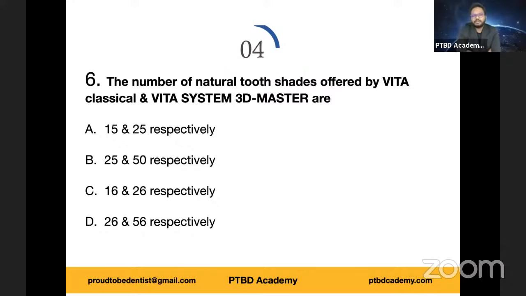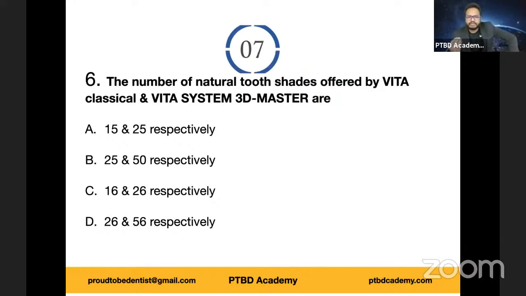So how many natural tooth shades are present in case of VITA Classical, VITA System 3D Master? In fact, we've shown you the pictures of VITA Classical shade tab. I don't think you've counted the number of shade tabs over there. But anyways, let's see how many of you are going to answer it right. So is it 15, 25, 25, 50, 16, 26, 26, 56? So let me help you with VITA System 3D. Since you have seen Classical Shade Guide, you should be able to answer the first one.